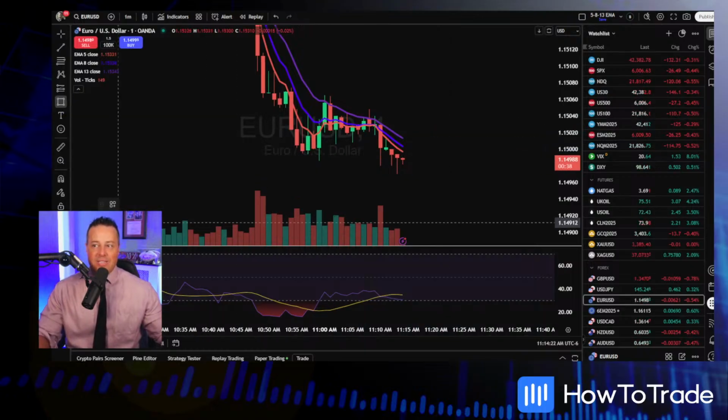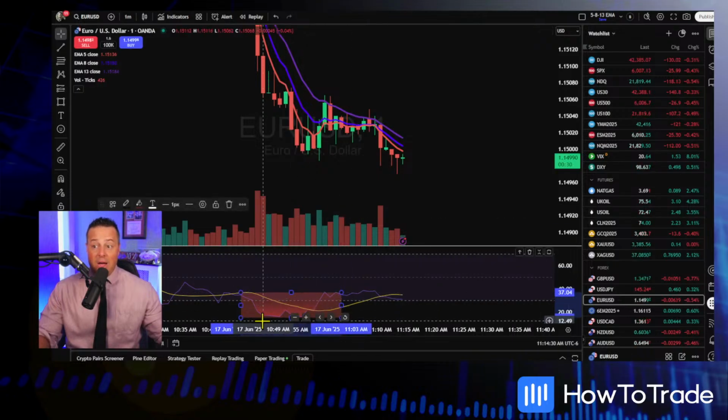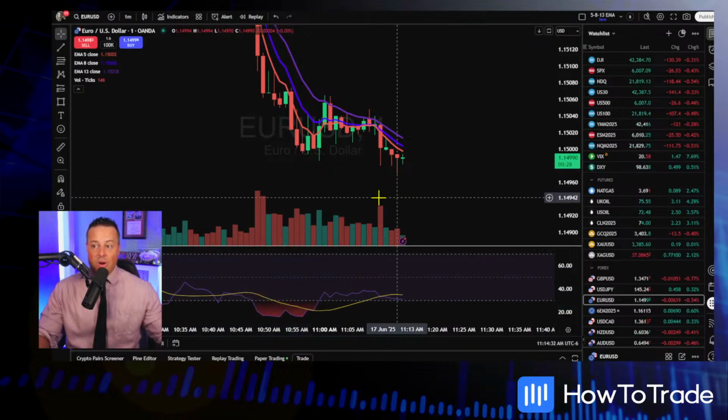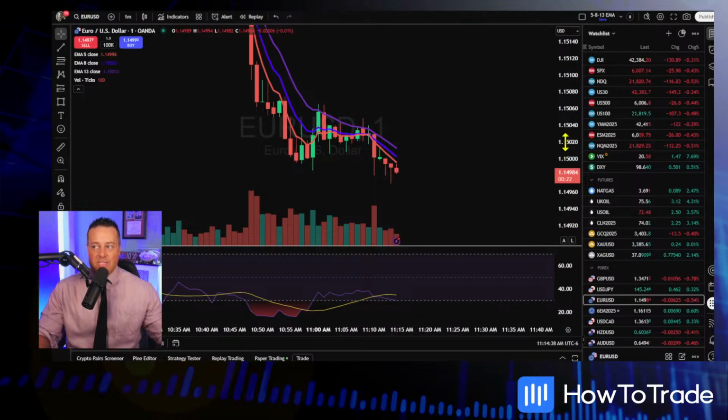Am I on a buy or a sell right now, 1-minute chart? We were deep in oversold territory right there. I'm on a buy. I want to buy this market, because we're still trending down a bit. We're right down around that 30 level. What we're looking for here is going to be a 1-minute buy.